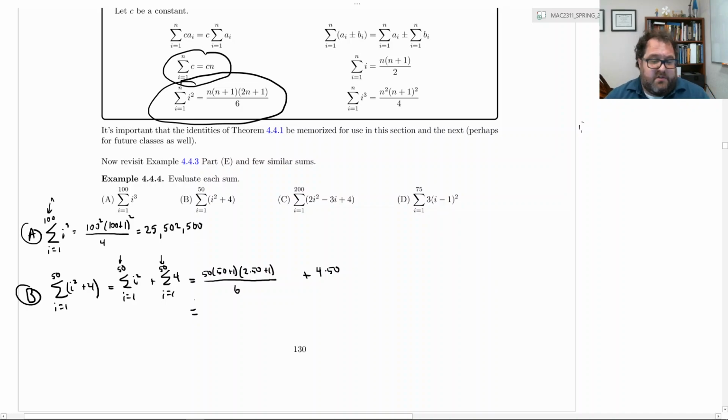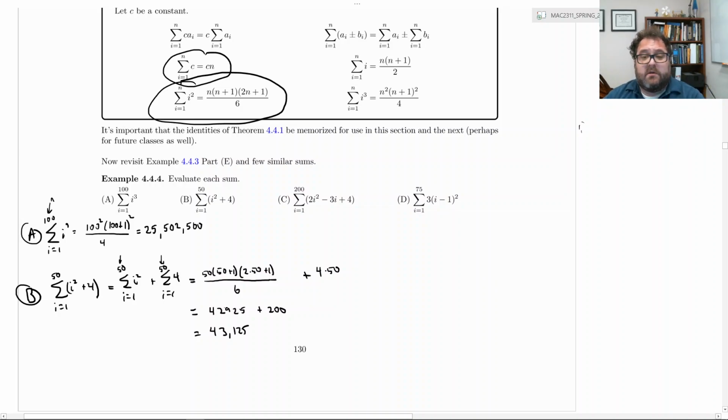Now, again, at this point, this is just a job for your calculator. Let's see, 50 times 51 times, what's 2 times 50, that's 100 plus 1, so times 101, divided by 6. For this first number, you get 42,925. Plus, what's 4 times 50? That's 200. So it's 200, and you get 43,025.